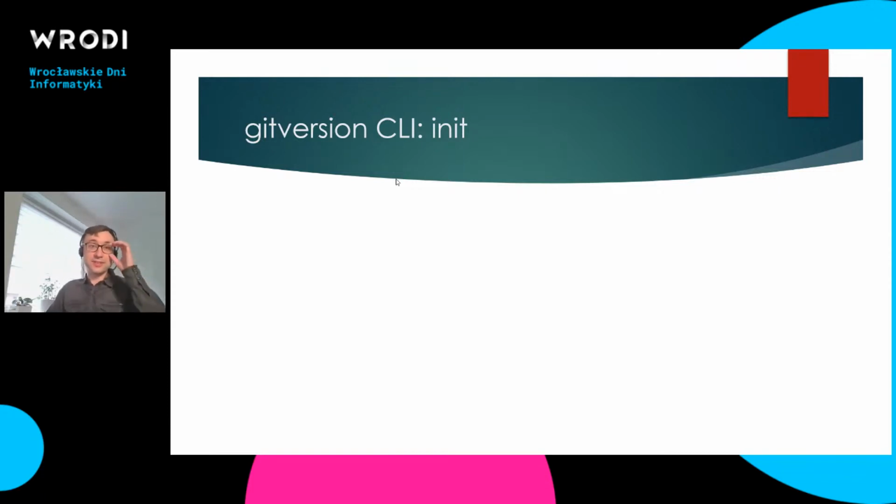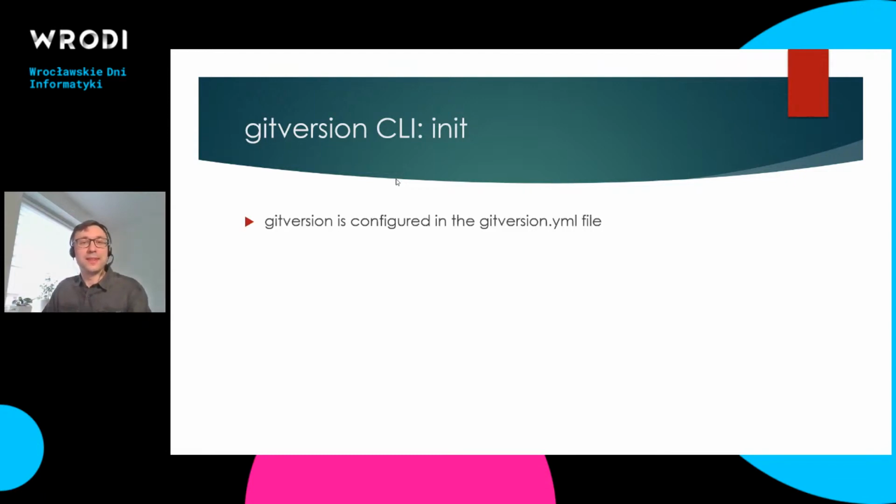So the GitVersion CLI is basically configured, can be configured in the GitVersion YAML file. It has some defaults, but if you want to override them, you just add this GitVersion YAML file, and then you can start with the contents to make this tool work for you as you wish.